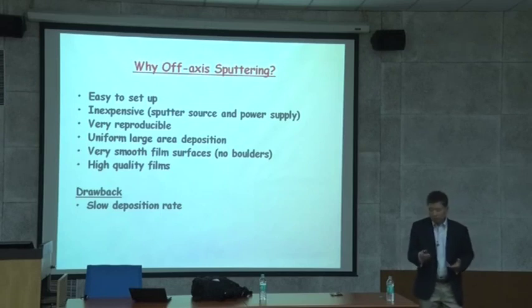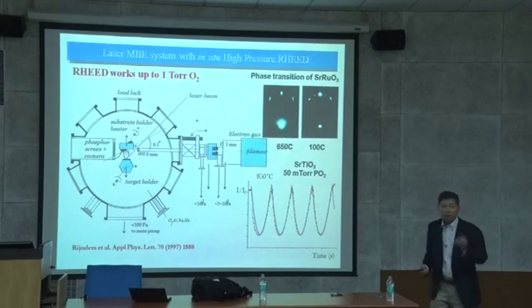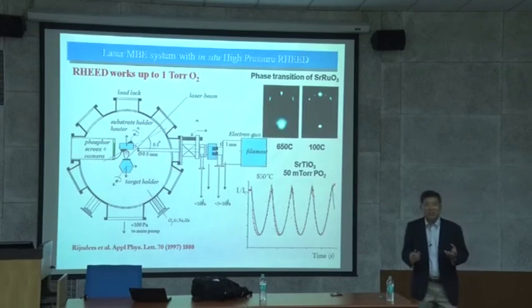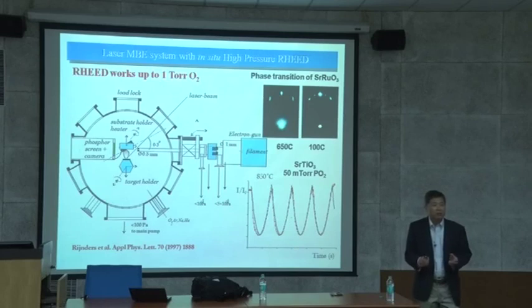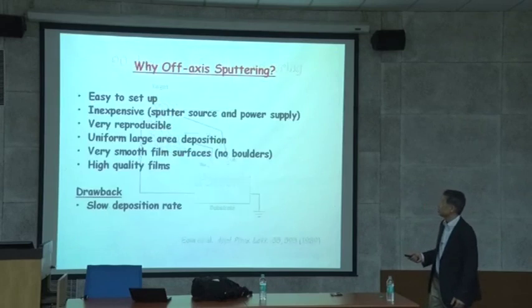Because in pulsed laser deposition, your pulsed laser beam focuses on a very tiny spot. The area where you can grow uniformly, the maximum area, is maybe 10 millimeters by 10 millimeters, 1 centimeter by 1 centimeter. Beyond this, your composition and thickness profile drop dramatically. So sputtering is an advantage here.